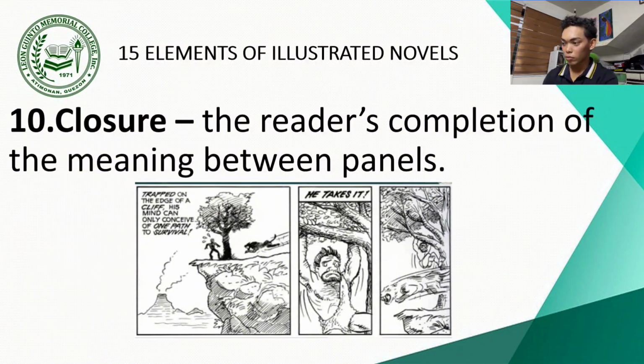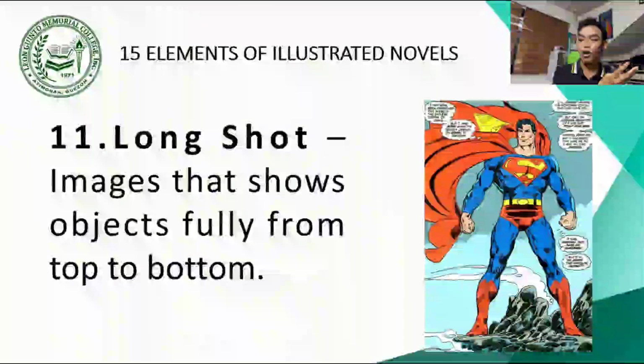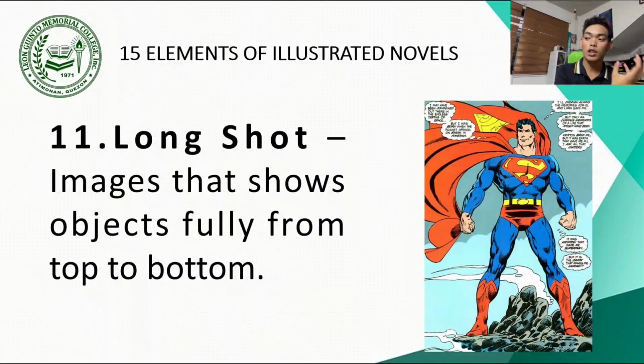So on the next element, which is the long shots. Superman is an example of long shots because the image or object that shows is fully visible from top to bottom. So as you can see, you can see Superman top to bottom.